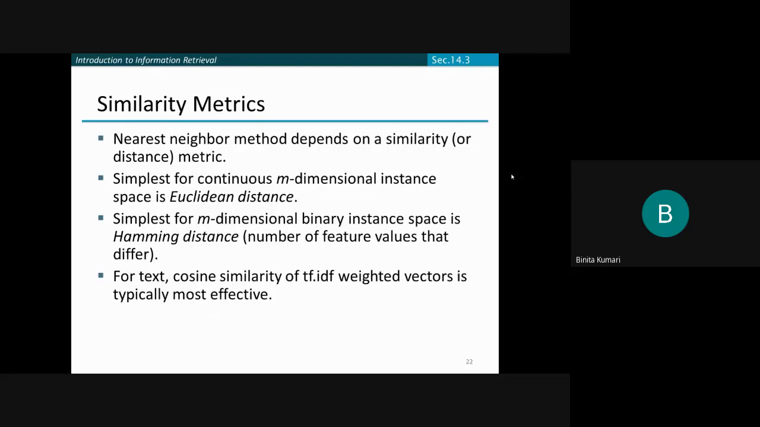The nearest neighbor method depends on a similarity metric. The simplest one is the Euclidean distance, but Hamming distance is also used. But for text documents, cosine similarity is used instead of Euclidean and Hamming distance.